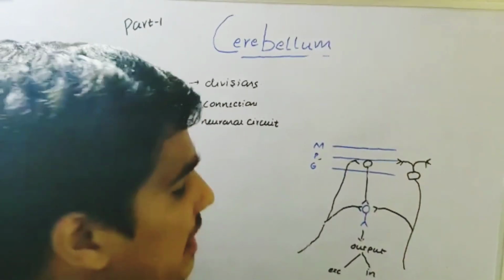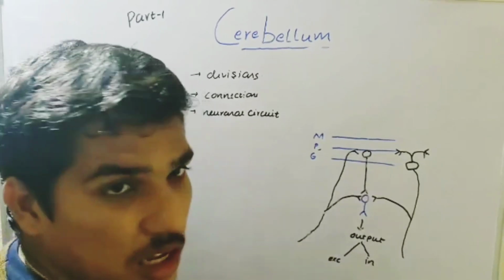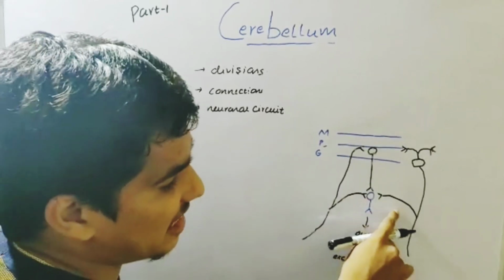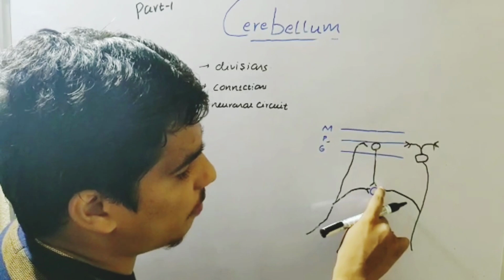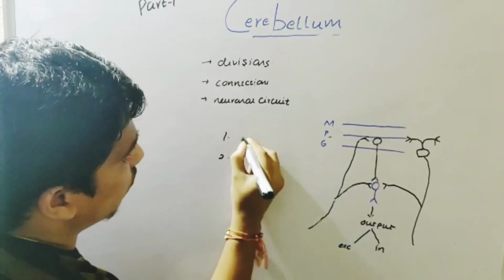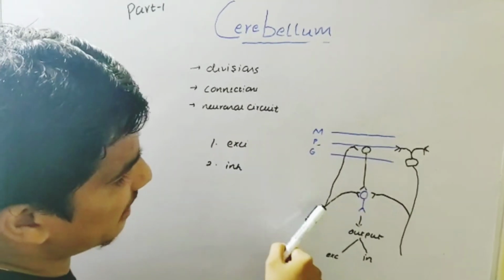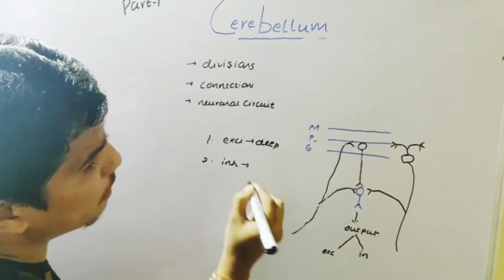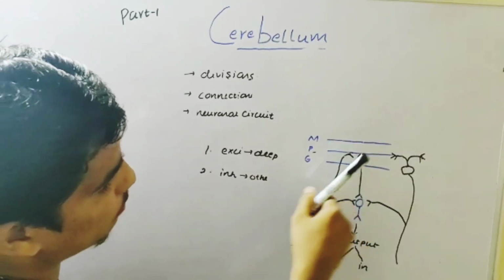So friends, let's summarize it once. We have two types of fibers, climbing fibers and mossy fibers. They give two branches. One branch goes directly to the deep nuclear cell, which is the excitatory branch, and the other branch goes to the Purkinje cell, which ultimately leads to inhibition. So friends, you can see two things occurring: one is excitation and the other is inhibition. Excitation is by a direct branch to the deep nuclear cell. Inhibition is by the other branch that goes to the Purkinje cell.